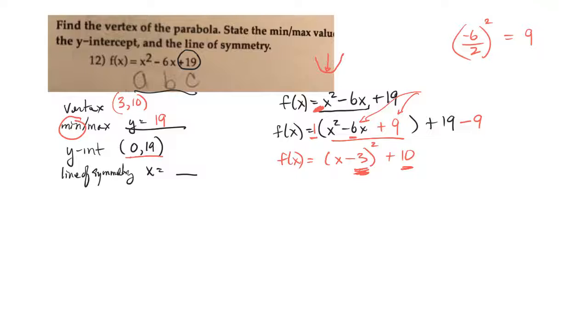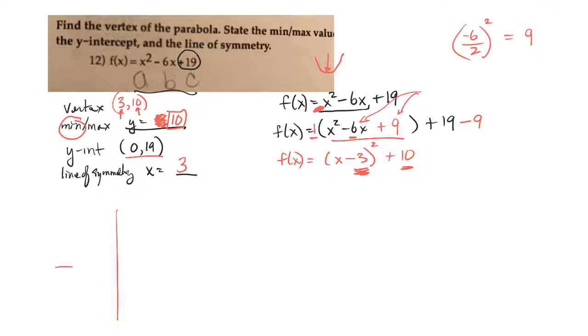Okay, I already have my y-intercept. I'm just looking at that, and it looks a little funny. Oh, where did I get this 19 from? That's not right. Sorry, it's 10. The min or max value is always the y value of the vertex, so it's 10. That's what I was thinking was a little funny. Okay, y-intercept is (0, 19). The line of symmetry is x equals the x-value of the vertex, so x is equal to 3.